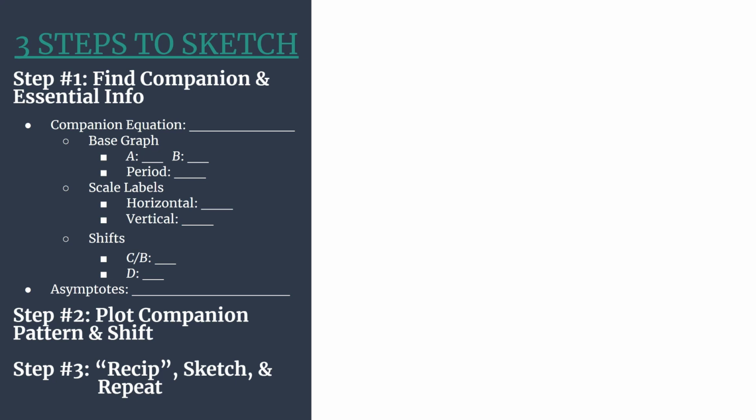All right, so in step 1, we're going to find our companion equation. Basically, you'll take your equation and replace the cosecant with sine, and then analyze all the essential information for that. So you do a lot of the bulk of the work here. You'll also find the asymptotes equation in this step, and that'll be the asymptotes for your final cosecant graph. In step 2, you'll plot your companion pattern and then shift it. You'll do this lightly or in a separate color from your final graph. Then in step 3, from that intermediate companion shifted graph, you'll create the reciprocal graph. There are some quick little transformations that you do, and then you'll have one cycle of cosecant, which you sketch in. Then you'll repeat, and you'll have a great little sketch.